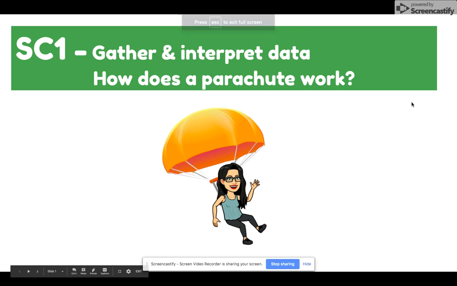Kia ora. We are looking at gathering and interpreting data. We're looking at our Science Capability 1. And our problem is, how does a parachute work?